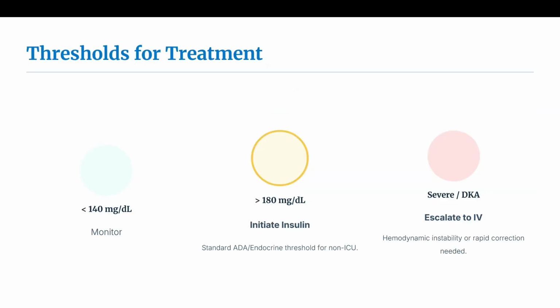Thresholds for treatment: less than 140, just monitor. More than 180, initiate insulin. And in severe DKA, escalate to IV insulin therapy.